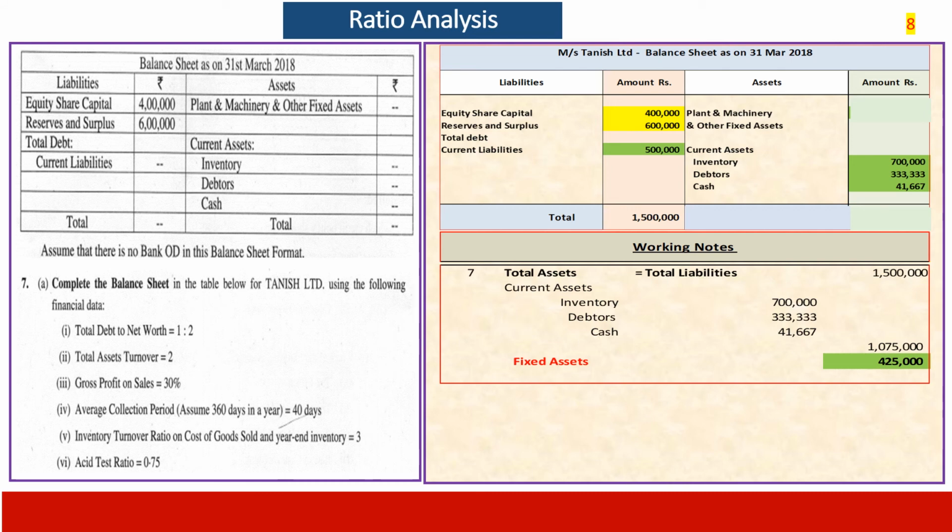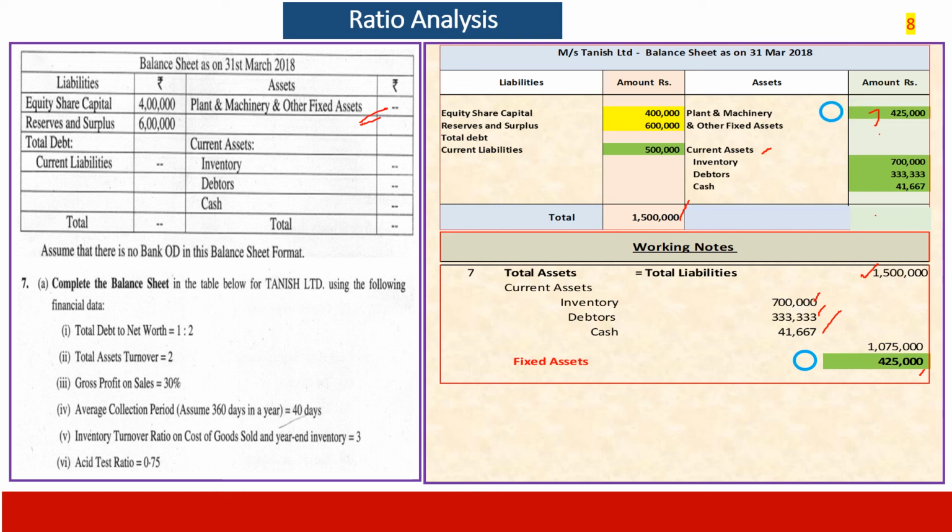In the balance sheet, we have got 15 lakhs on the liability side. We have filled up the current assets, and there is only one item missing, which is fixed assets. It is quite simple. Total assets and total liabilities have to equal each other. We have got inventory of 7 lakhs, debtors of 3,33,000, cash 41,667. We shift the whole amount here and find out that the differential figure is 4.25 lakhs. As per the balance sheet template given, the only item missing is fixed assets.